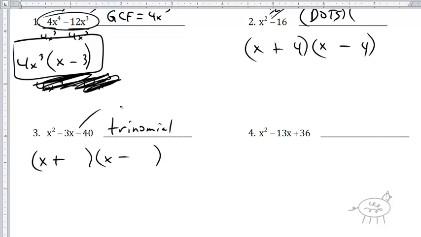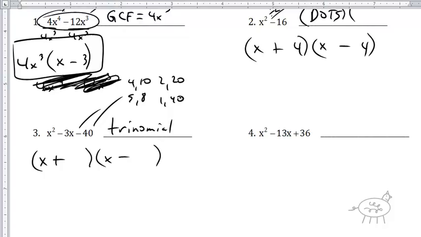That means they have to be opposite signs. Plus minus, minus plus, doesn't matter. And then you have to figure out numbers that give you 40. Let me just write them out. There's 4 and 10. There's 5 and 8. There's 2 and 20. And there's 1 and 40.